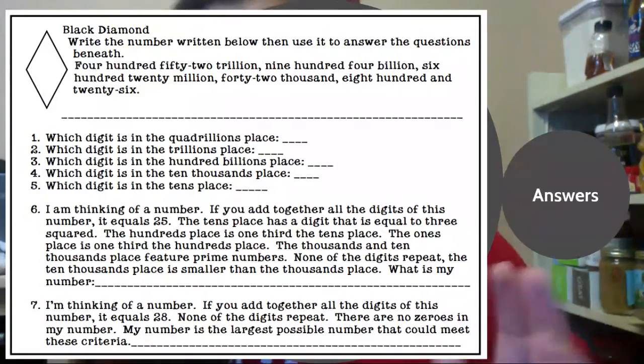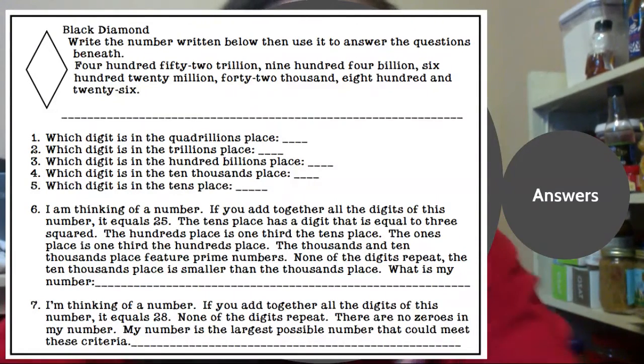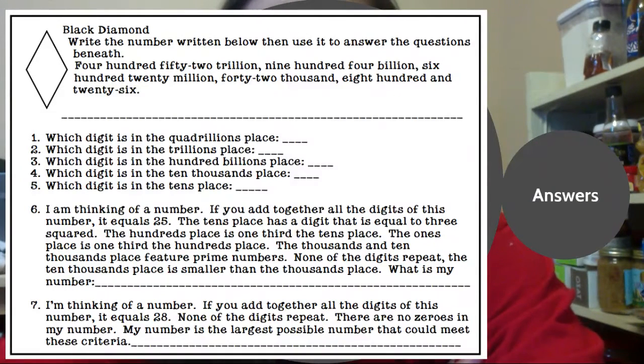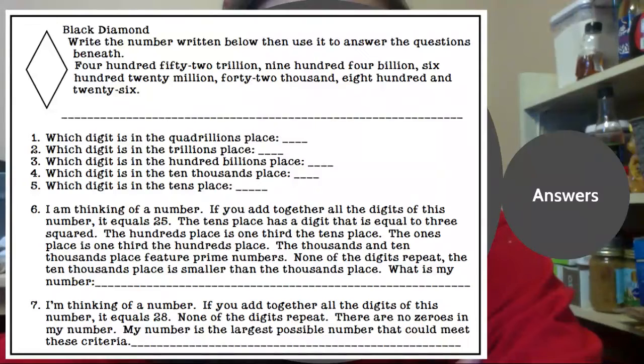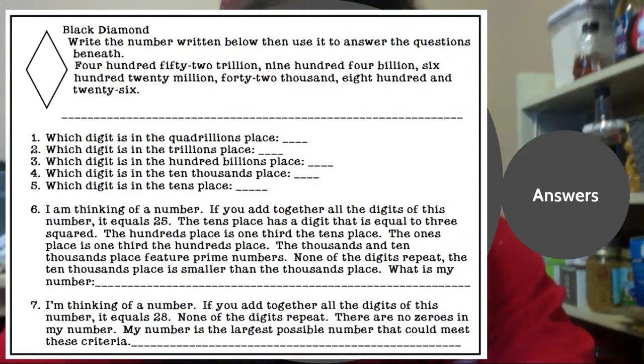So now we're going to do our black diamond. Write each number below, then use it to answer the questions beneath. So this first one says 452,904,620,042,826. So the first thing you need to do is write out that number. Then you need to use that number to answer the questions 1 through 5.